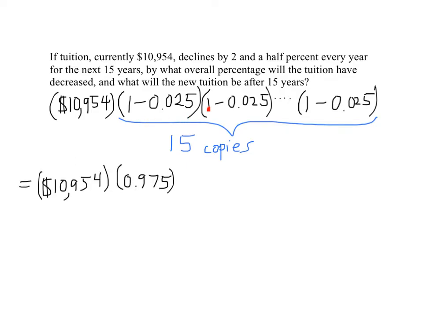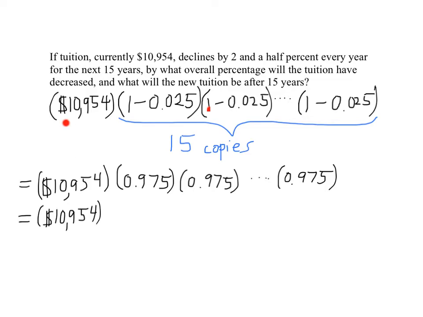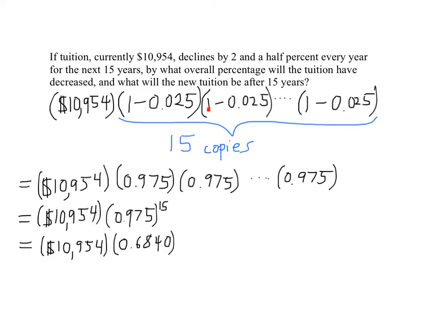Each copy of 1 minus 0.025 equals 0.975, so that this whole expression equals current tuition times 0.975 times 0.975, etc., 15 copies thereof. So this is the original tuition times 0.975 raised to the 15th power. And that turns out to equal the current tuition times 0.6840. This turns out to equal $7,492.76. That is the new tuition 15 years from now.